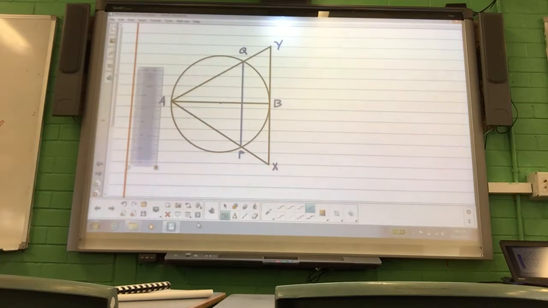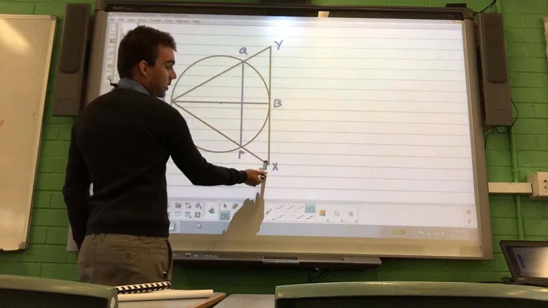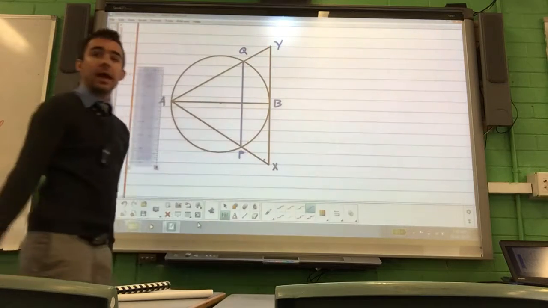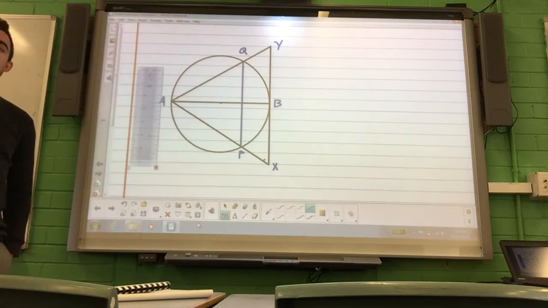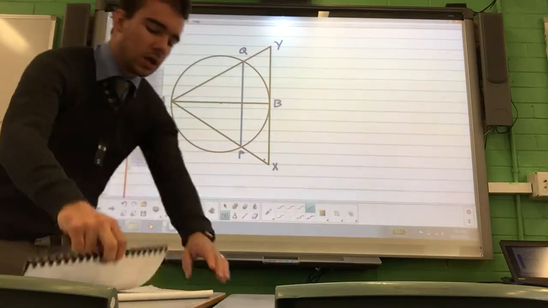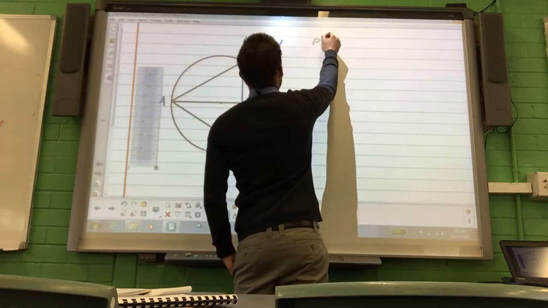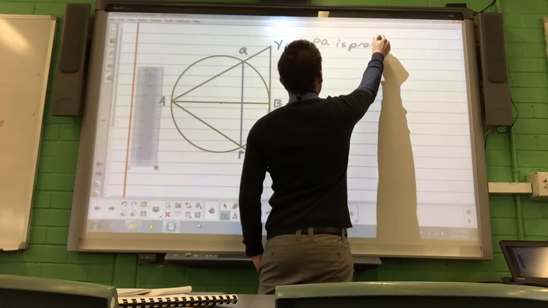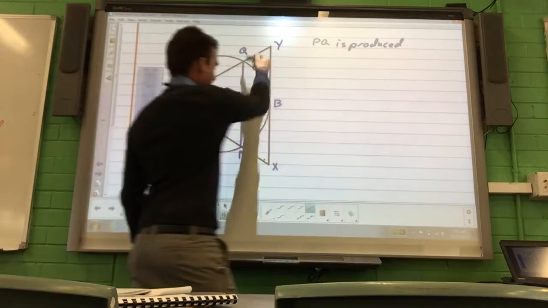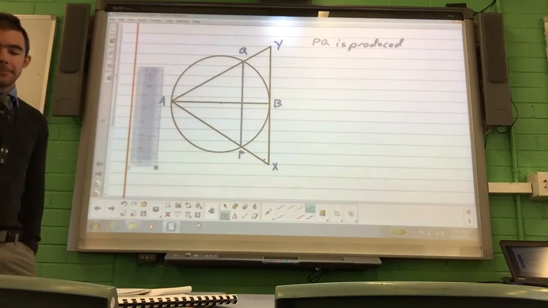So the overall big picture, what am I going to aim to show? Thinking about your cyclic quadrilateral property, the opposite angles are supplementary. So if I show this angle is supplementary to that angle, and this angle is supplementary to the angle at the top, then that will be a cyclic quadrilateral. Okay, so that's the overall result. Alright, so PQ is produced, which means that line I've just drawn there, I've produced that.